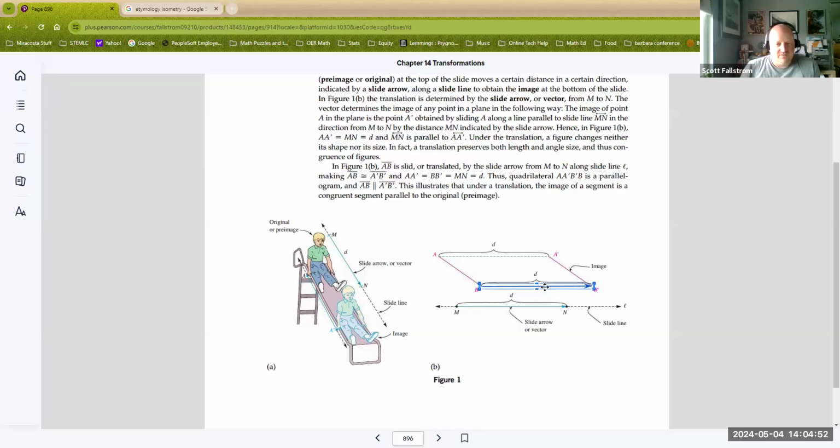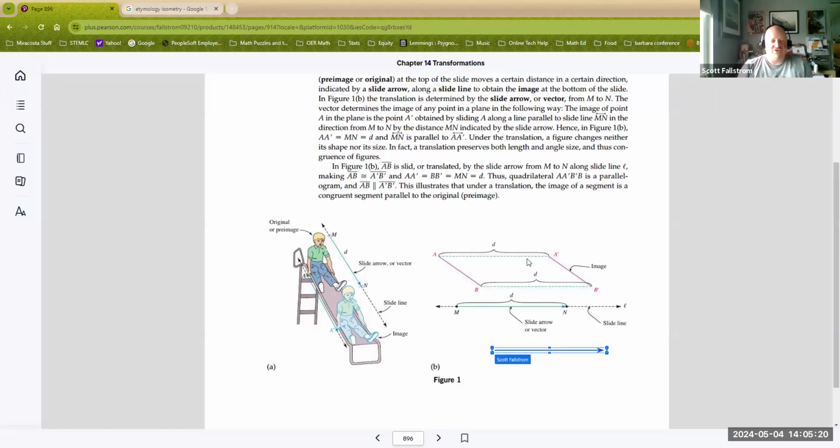So I can't twist the arrow. I can't elongate the arrow. But what that means is when you get to the end, you have A prime and B prime, and they will be the same distance apart. And since they're the same distance apart the whole way down, you've basically created a parallelogram.